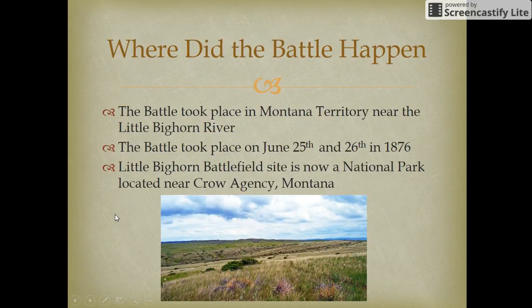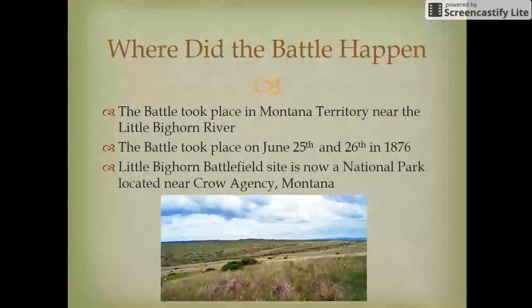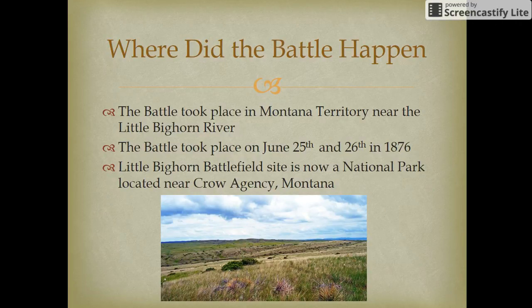Where did the battle happen? I kind of already mentioned, but the battle took place in what is now Montana and Montana Territory near the Little Bighorn River. It took place on June 25th and 26th in 1876. The Little Bighorn Battlefield site is now a national park.